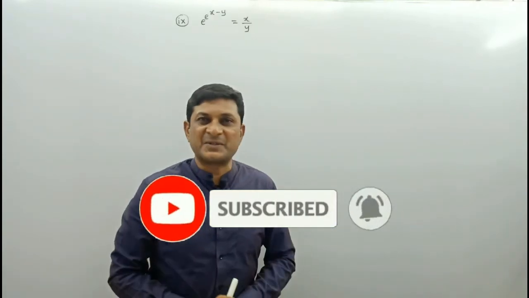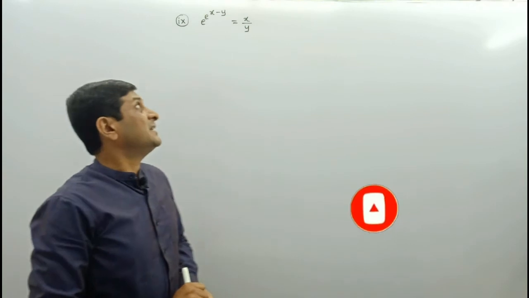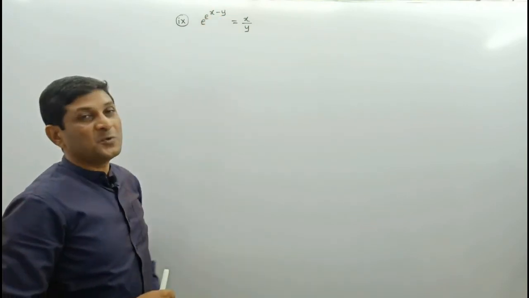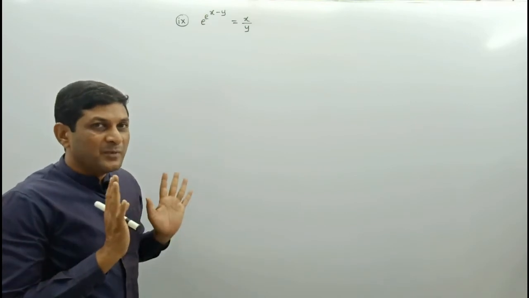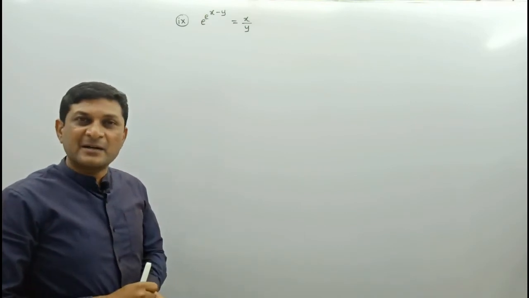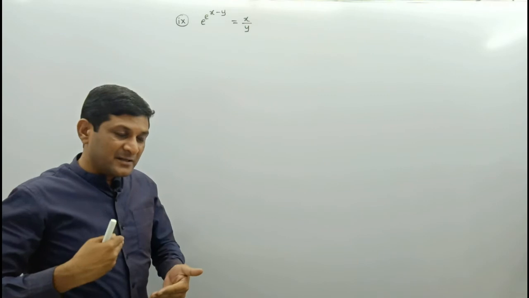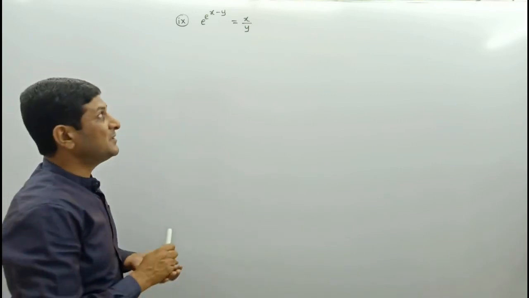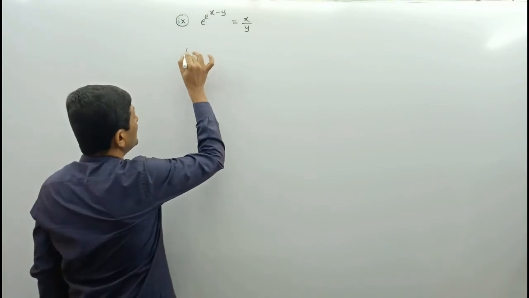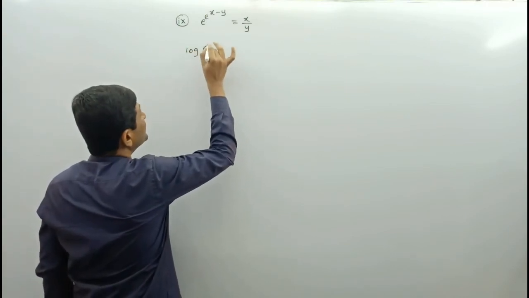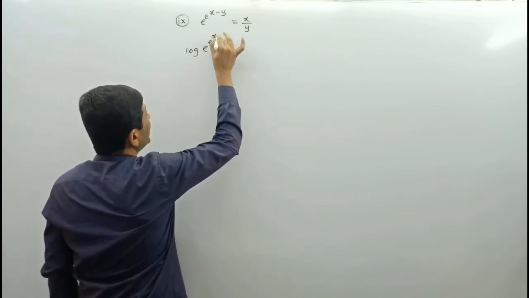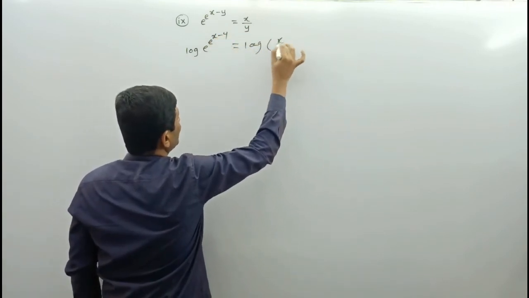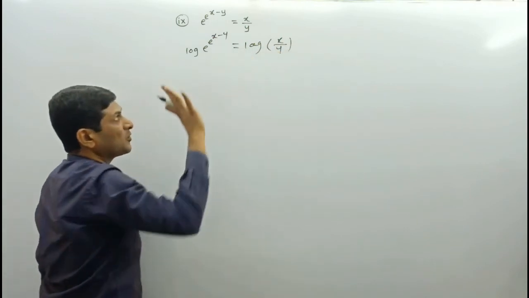Now see the last example from this question. e raised to power x minus y is equal to x by y. So we are easily able to simplify it by applying the logarithmic differentiation method, meaning taking log on both sides. If we are taking log on the left hand side, what will we get here? Log of e raised to power x minus y, and on this side we will get log of x upon y. We are just taking log on both sides.